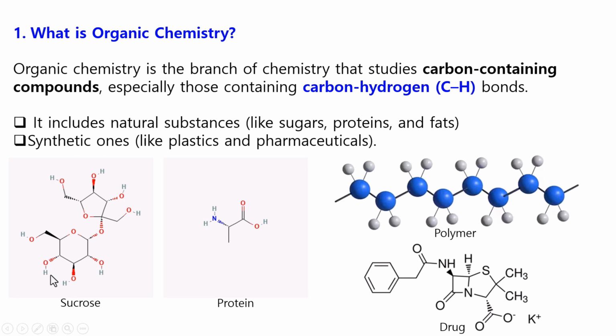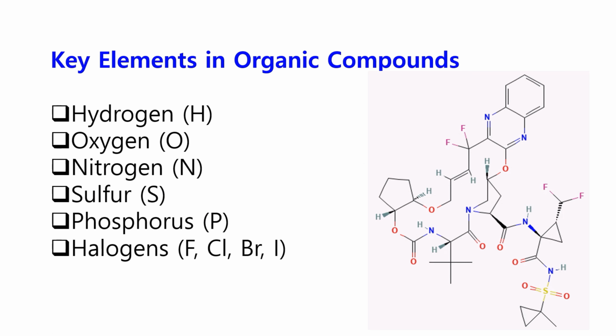So this is the sucrose molecule. Here this is the CH2. Actually here 2 H are there. Here also 2 H are there, directly attached to that carbon. So these are the naturally occurring substances and synthetic ones. Now we will see the key elements present in organic molecules.